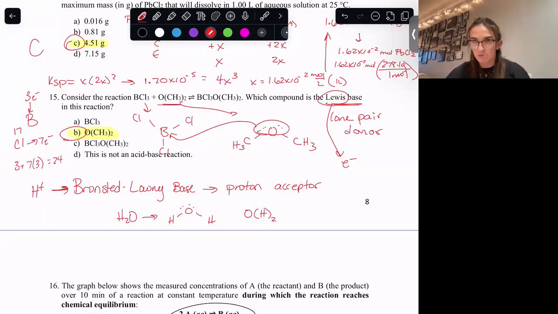You used 6 from your bonds, so you have 18 left over, and that goes to the lone pairs on chlorine. So there are no electrons on boron. Boron is very stable with 3 bonds only. So most of the time, boron will only make 3 bonds.